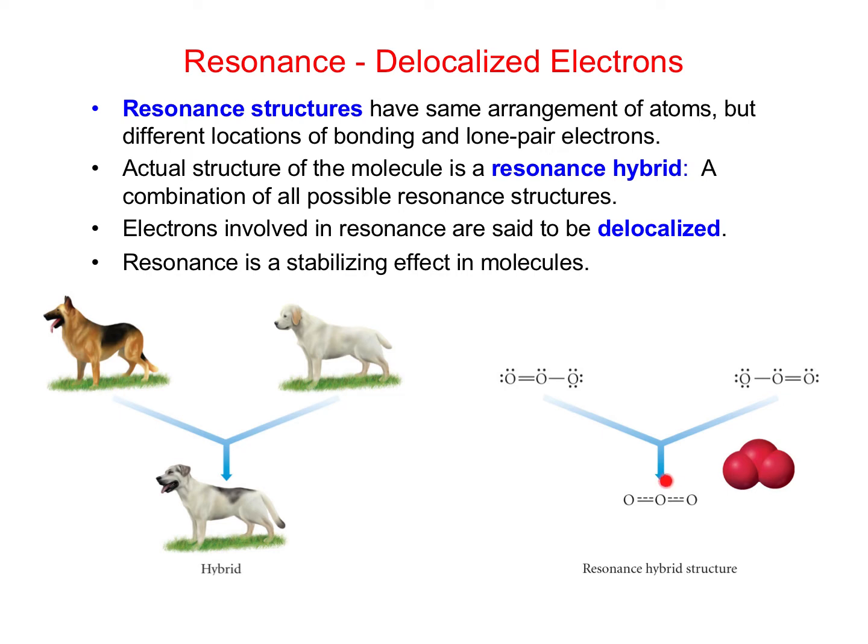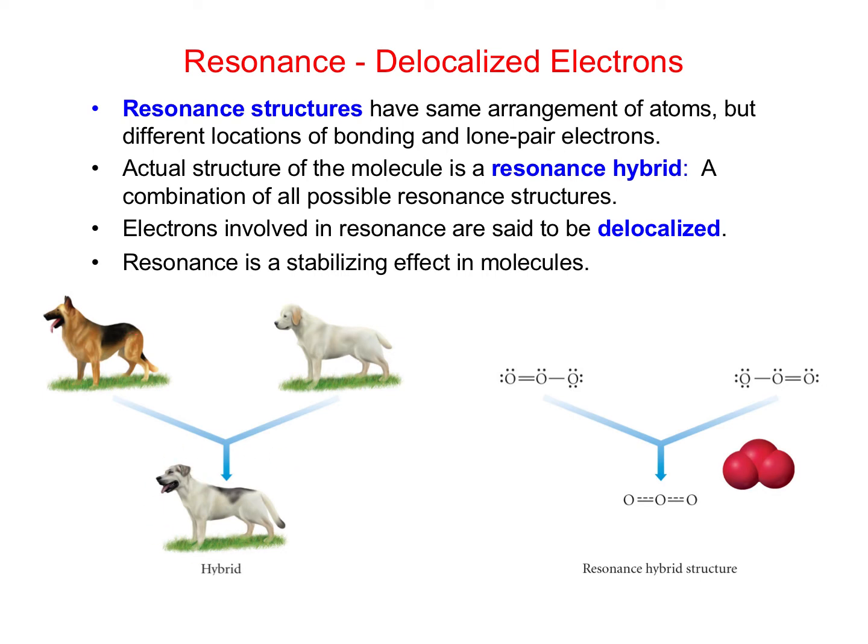And so the same thing is true here. I don't have a double bond here and I don't have a double bond here. The actual molecule is the hybrid or the combination of those 2, where I have 2 1.5 bonds. And the molecule doesn't flip back and forth between these 2, just like these puppies don't flip back and forth, one second being a Labrador Retriever and the next second being a German Shepherd, right? All the time, they're a combination of the 2 breeds.